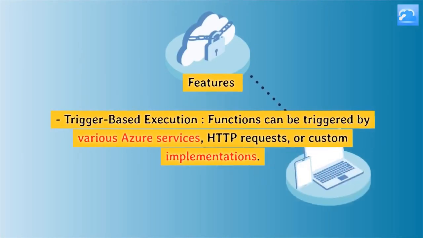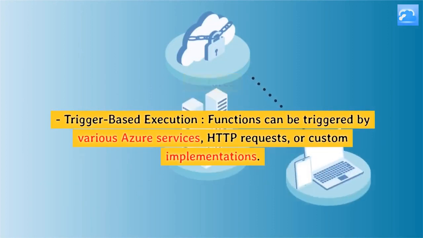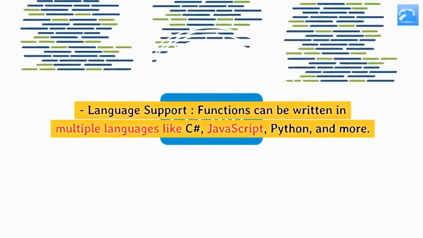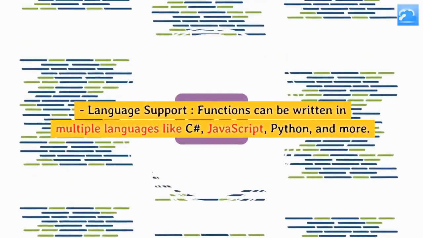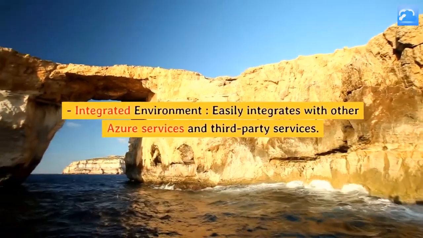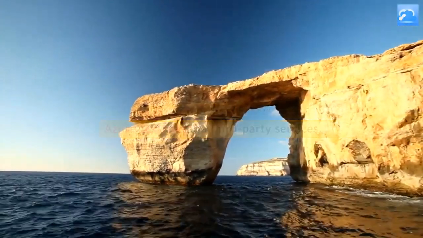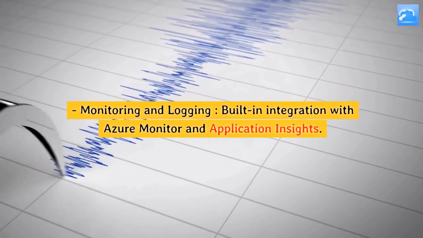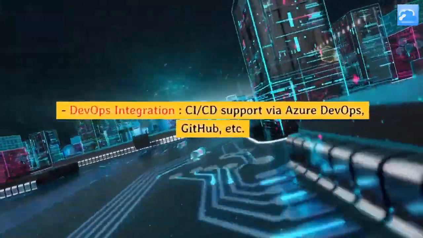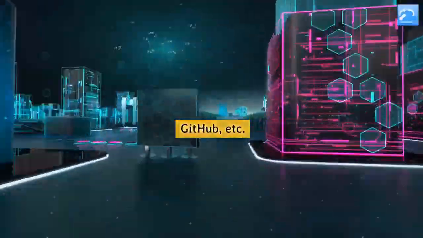Features: trigger-based execution. Functions can be triggered by various Azure services, HTTP requests, or custom implementations. Language support. Functions can be written in multiple languages like C#, JavaScript, Python, and more. Integrated environment, easily integrates with other Azure services and third-party services. Monitoring and logging, built-in integration with Azure Monitor and Application Insights. DevOps integration, CI/CD support via Azure DevOps, GitHub, etc.